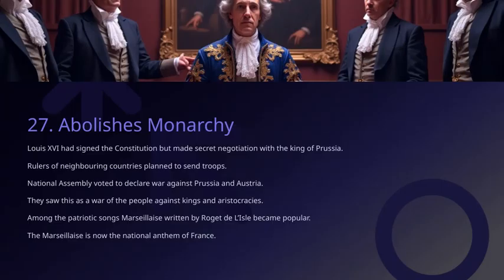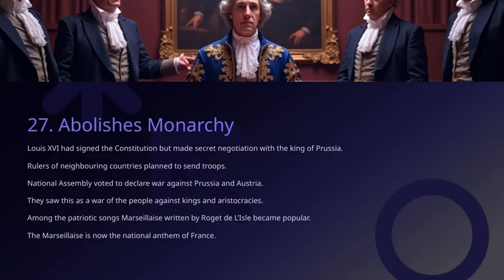So, even though Louis XVI had signed the Constitution, which was a major step toward limiting royal power, he was secretly negotiating with the King of Prussia. This shows how complex and tense the political situation was. The neighboring rulers, worried about the revolution spreading, were planning to send troops to restore the old order.